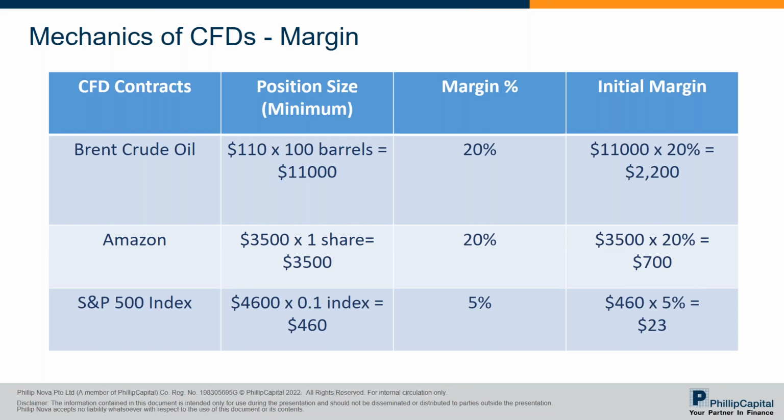For the S&P 500 index, the margin required is only 5%. You can also trade down to 0.1 of the S&P 500. So you can start trading that with just $460 of full contract value and with a 5% initial margin requirement. So you can start trading with just $23 for the S&P 500 index CFD.